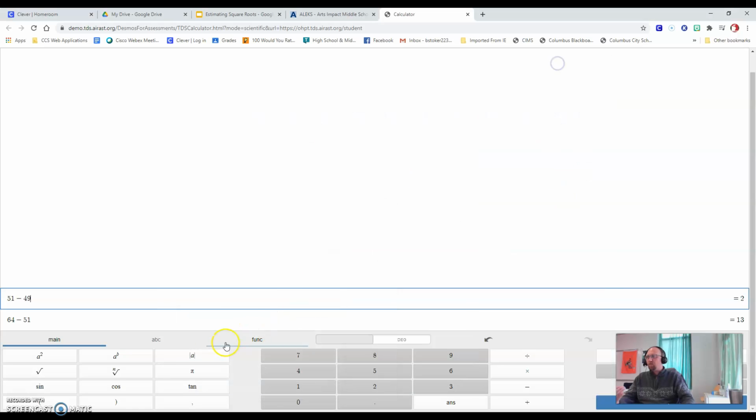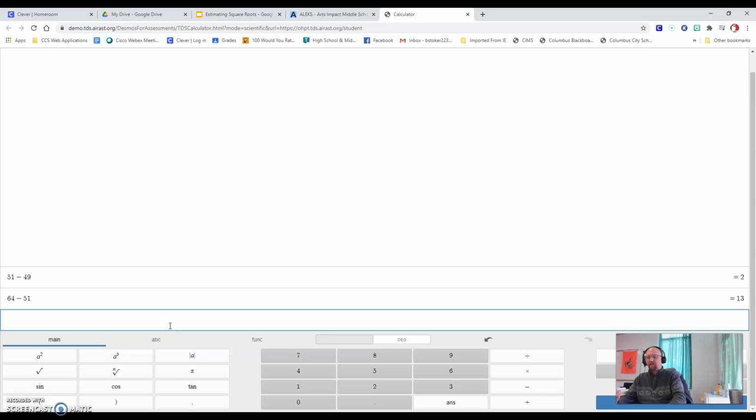So I'm going to start by checking 7 squared. Here's 7.0 squared, that's 49, and 7.1 squared is 50.41. Remember, what I'm looking for here is to see if 51 falls between 7 squared and 7.1 squared. You can see right here that it does not.